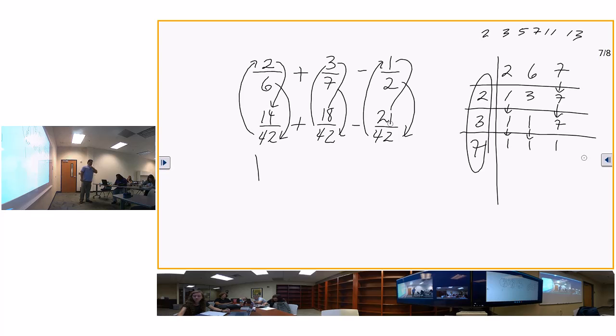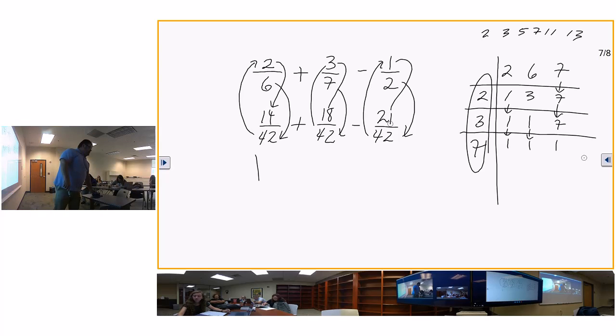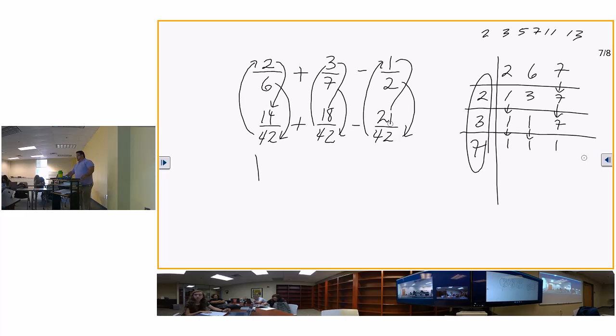I guarantee you there's somebody in here that's going, I've never seen this before. But he never seen it before because it's not on the test. It's not on the test. It's not taught. No, they don't teach the test.